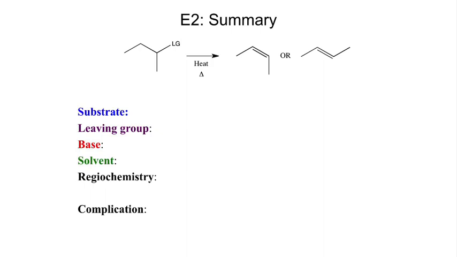So we need our leaving group to leave at the same time we form the pi bond. Okay. That pi bond encounters the same kind of issues that we saw with the E1. We're again removing beta hydrogens, and we now have these options that we could remove from either of those locations. Okay.